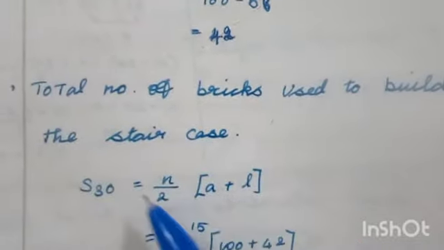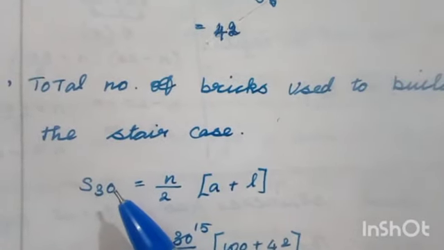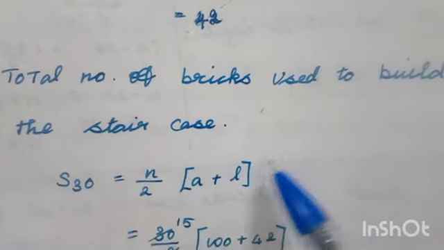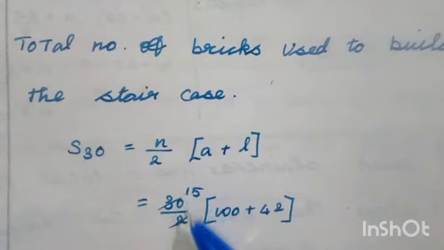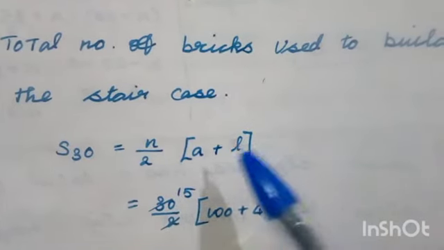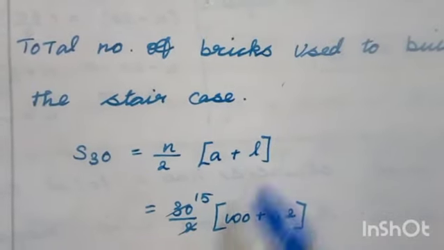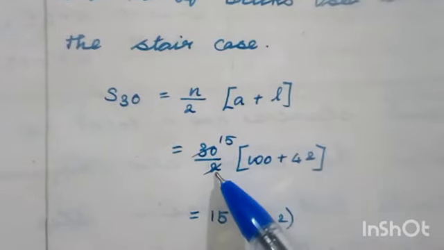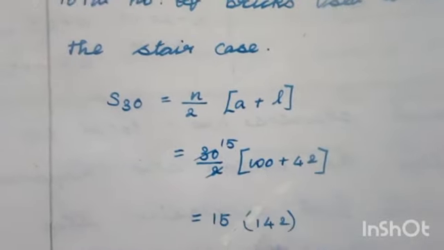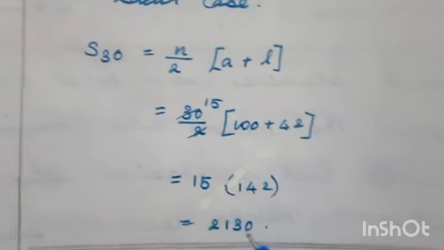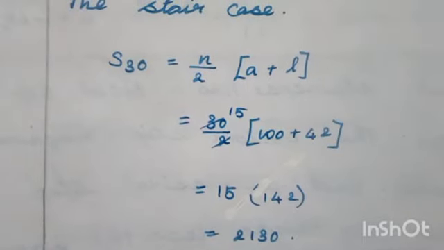The second question: the total number of bricks used to build the staircase. That is the sum of 30 steps, so S30 equal to n by 2 into A plus L. For this formula, when the last term is given, you have to use this formula. N is 30, so 30 by 2 into 100 plus 42. Cancel 2: 1 2 is 2, 15 2s are 30. So 15 into 142 is 2130. So the total number of bricks used is 2130.